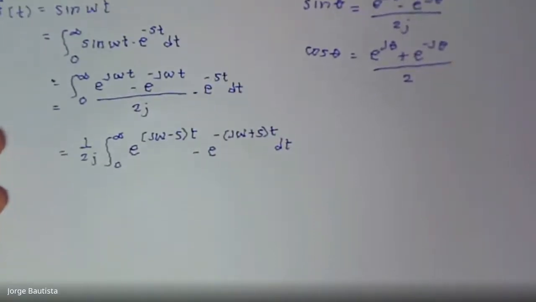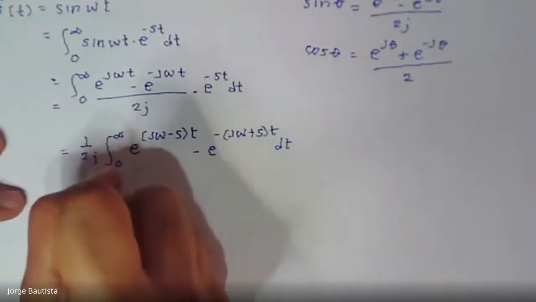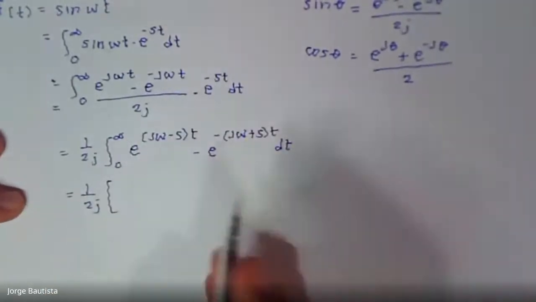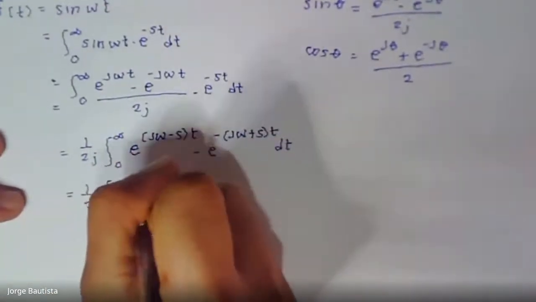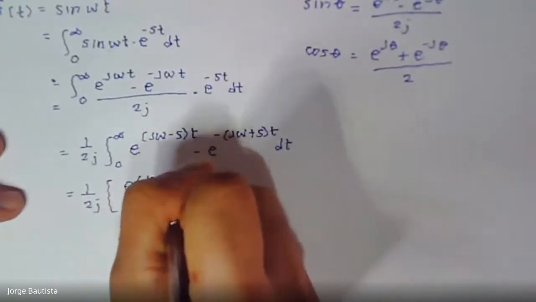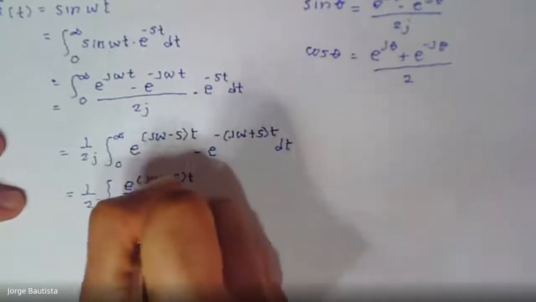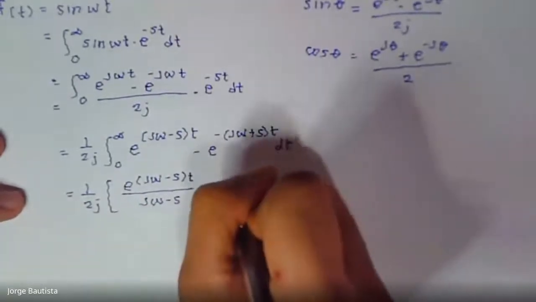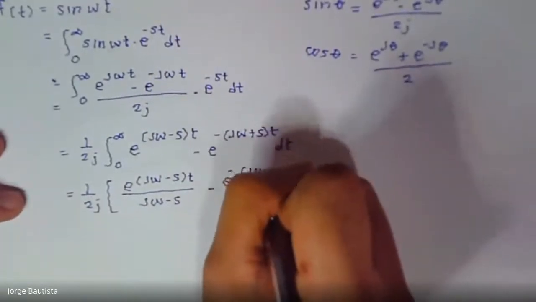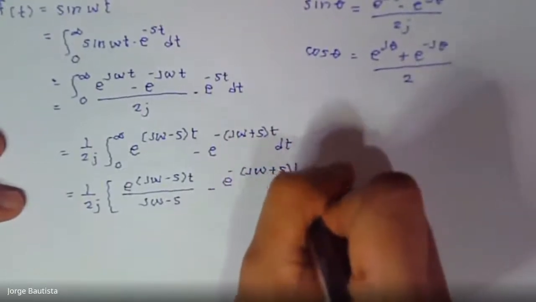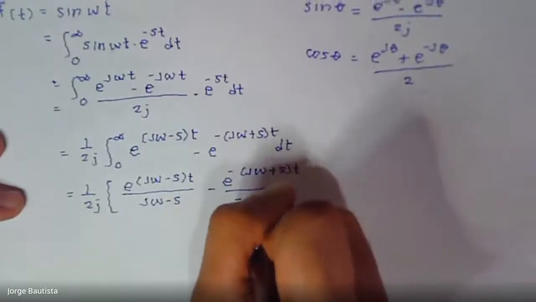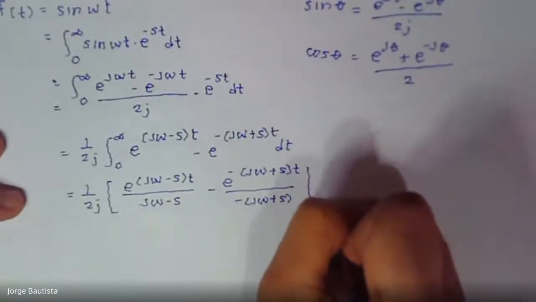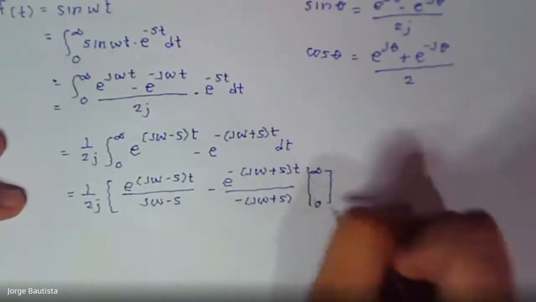Okay? So you integrate that, 1 over 2j. So integrate this: e raised to j omega minus s multiplied by t all over j omega minus s, minus e raised to negative j omega plus s t, all over negative j omega plus s, from 0 to infinity. Okay?